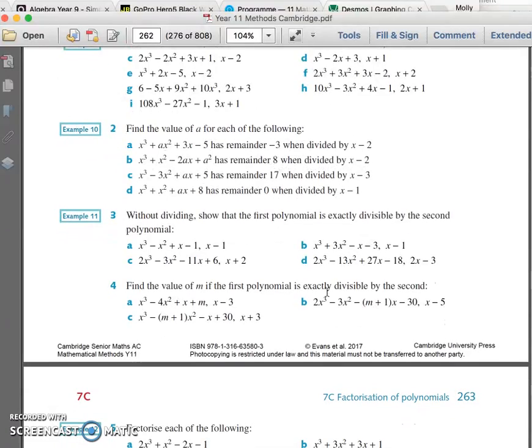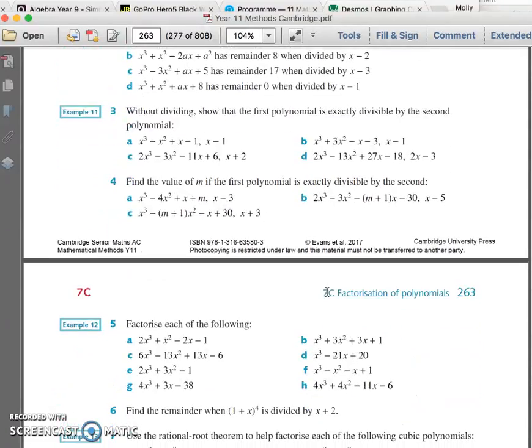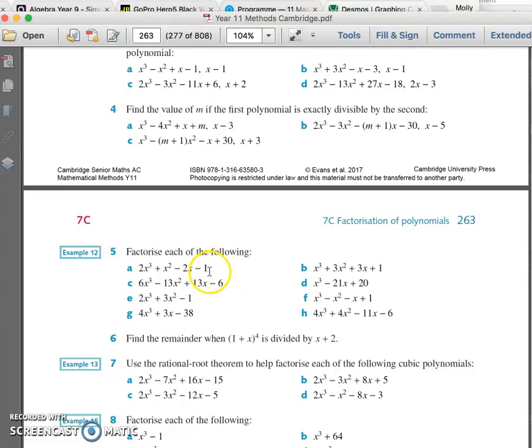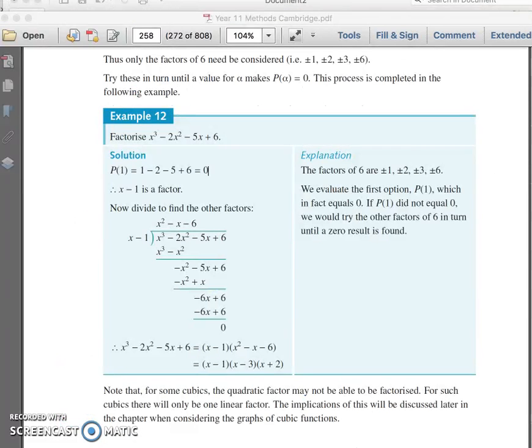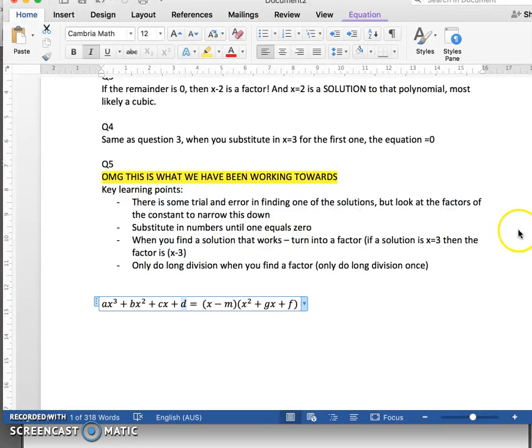So this is all leading towards one big concept, how to factorize a cubic. And we're going to go to example 12 to do this, so we don't give away too many answers. Okay, so we've got a cubic here, let's say that's that cubic. The whole point is that we want to break this up into a linear and a quadratic. That's our first step. And so we want to work out this linear part.